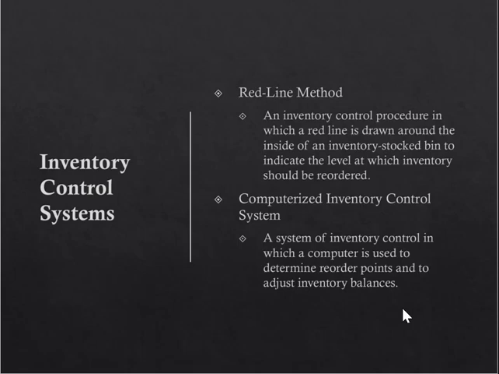You can also use an inventory control system, which is now very common. It's an inventory control in which a computer is used to determine reorder points and to adjust inventory balances. So all the calculations we just went through will be done by computer, and a computer will take a look at it depending on the programming and say, okay, based upon our current sales level, the economic order quantity that we're calculating based upon today's current costs and today's carrying costs and interest rates, etc. This is what we're going to do. This is when we're going to reorder.